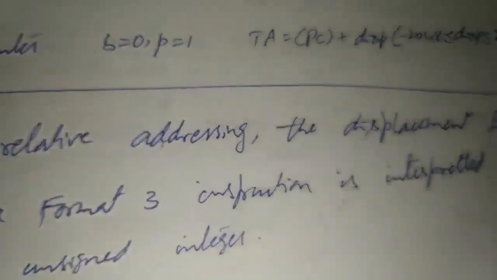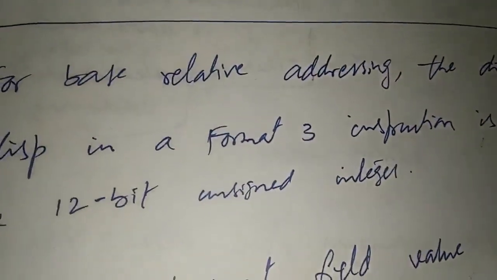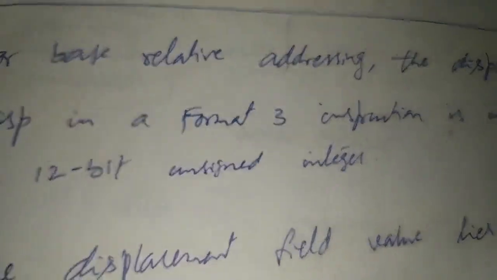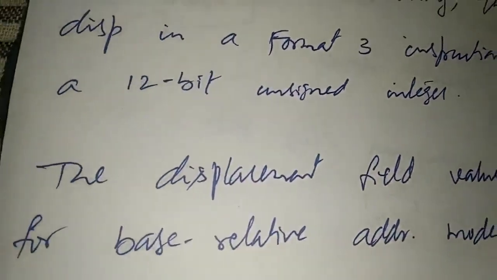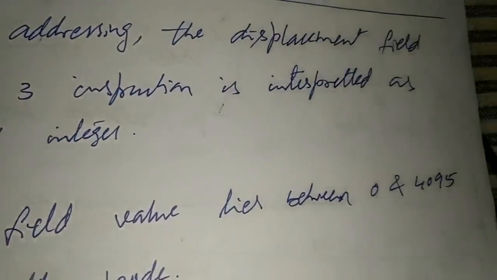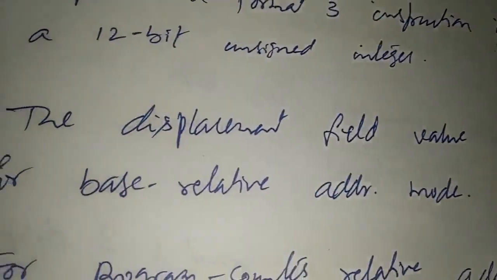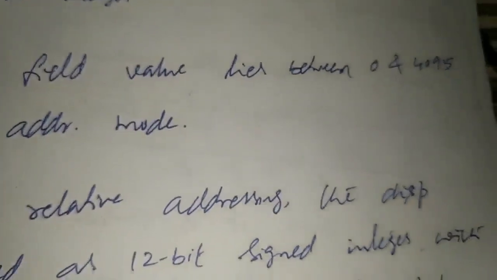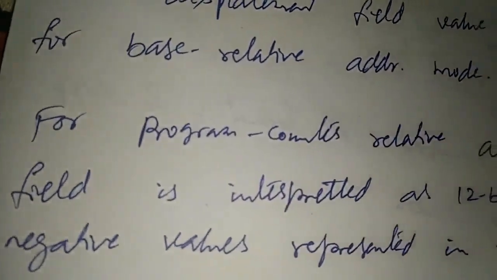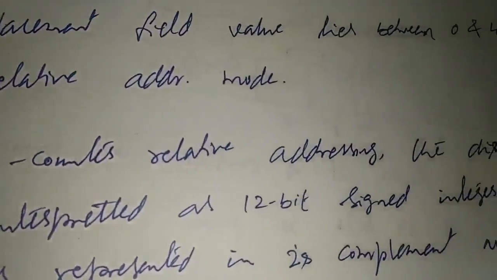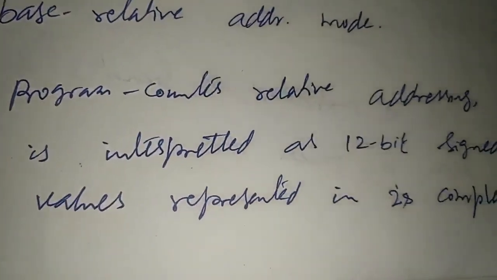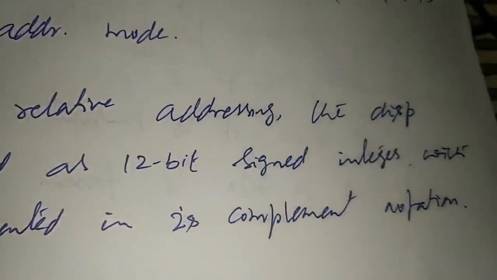For base relative addressing, the displacement field, that is disp in a format 3 instruction, is interpreted as a 12-bit unsigned integer. The displacement field value lies between 0 and 4095 as told earlier for base relative. For program counter relative, the displacement field is interpreted as a 12-bit signed integer with negative values represented in 2's complement notation.